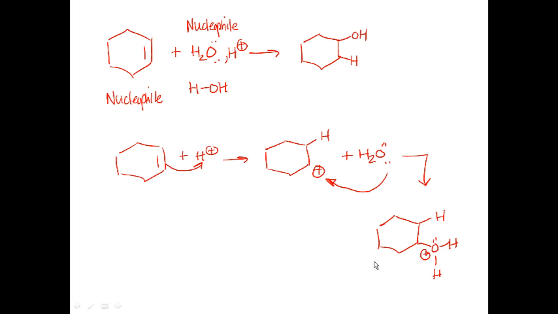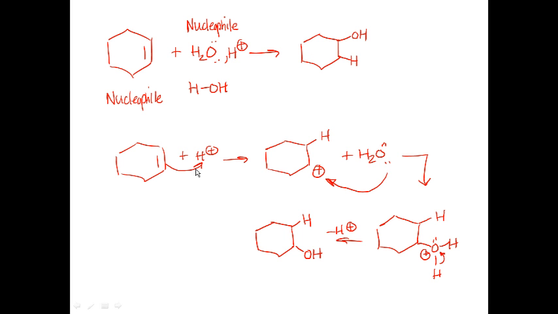And what happens in the final step? Break the HO bond. Lose the H plus. And now I've generated my alcohol. I've net added HOH across the double bond. Problem is, the H that's on there didn't come from H2O, it came from the acid catalyst.